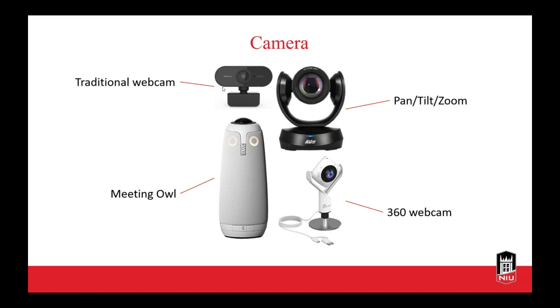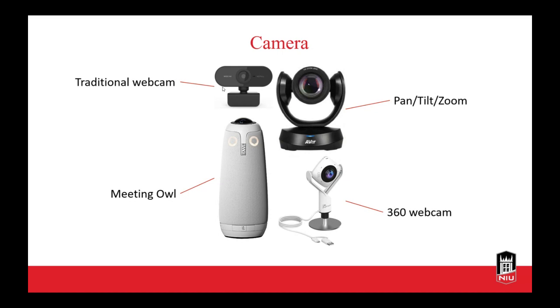So if you're speaking, it would focus on you. If a student is speaking, it would focus on the student. The column of the meeting owl has an array of microphones and speakers and can pick up a wider range. The 360 webcam at the lower right will be in most of the same rooms that the PTZ camera is in. You'll actually have a choice of which camera you'd like to use in those spaces.